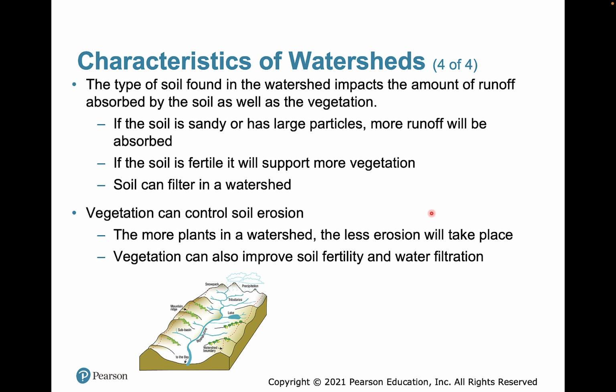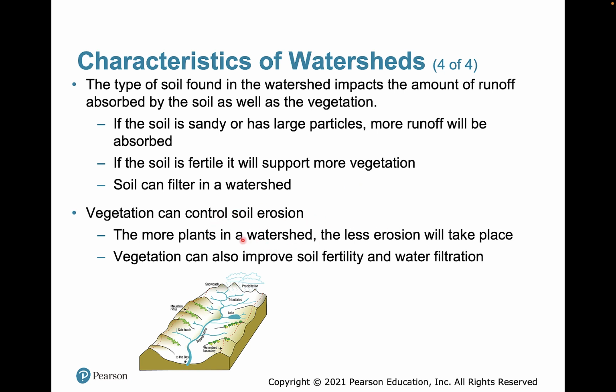Soil type determines the amount of runoff and the vegetation that exists there. So if the soil is really fertile, more vegetation is going to be there. We can talk about that in a minute, the impact of more vegetation. If the soil is sandy or has bigger particles, less material is going to run off. Instead, more is going to be infiltrated. And it can also filter pollutants and stuff in a watershed.